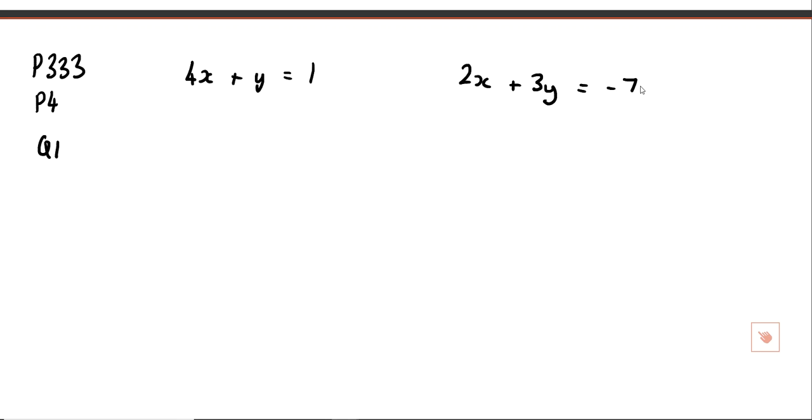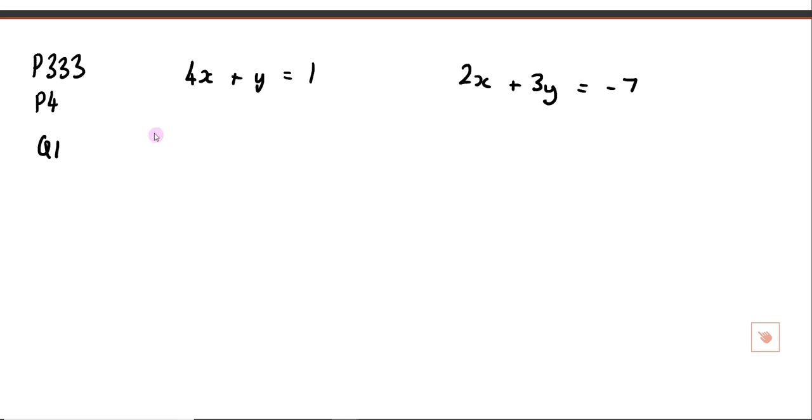So it says, solve them. So we're looking for the point where they cross, and that's where, if they cross, they share the same coordinate, which means the x and the y value must be the same, yeah? So I'm looking for the x and y values that go into both of them, exactly the same x and y, and it works in both lines.